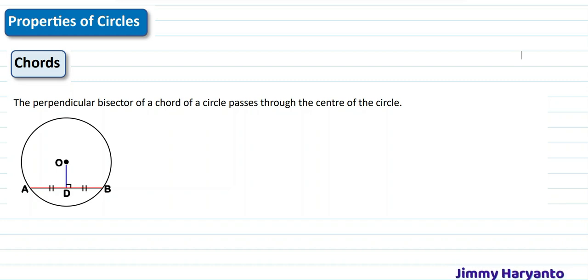Circle. So you already know that this one is called a chord. And then if you divide it into two parts, you'll have another line that passes through the center of the circle. It will always be like that.